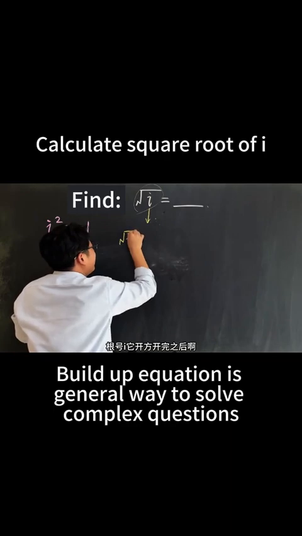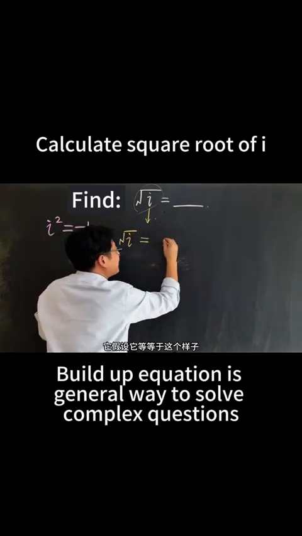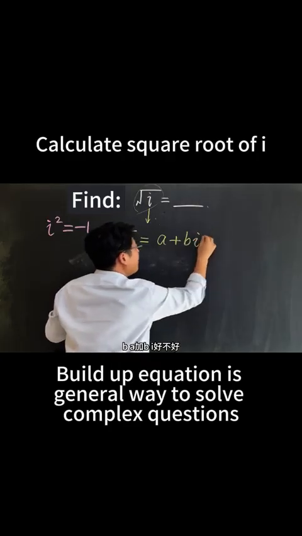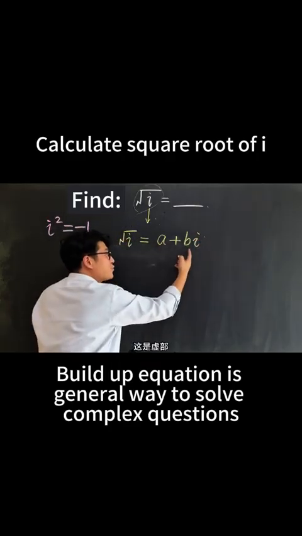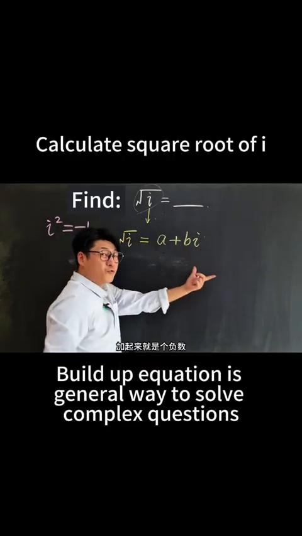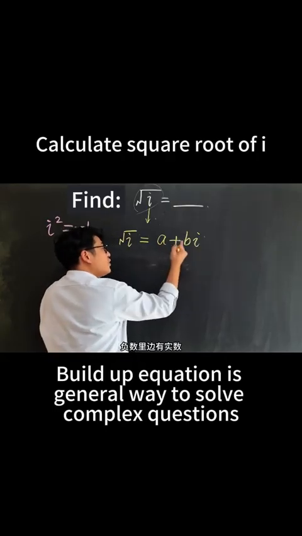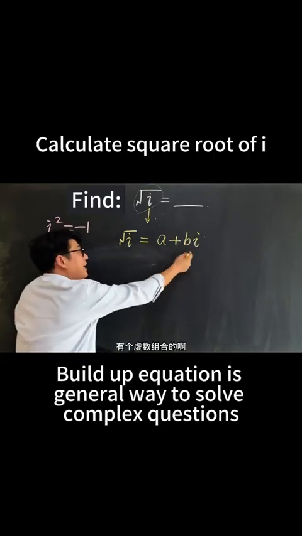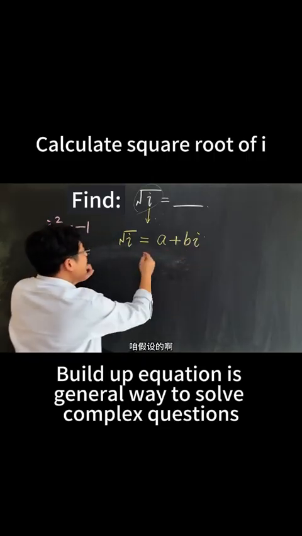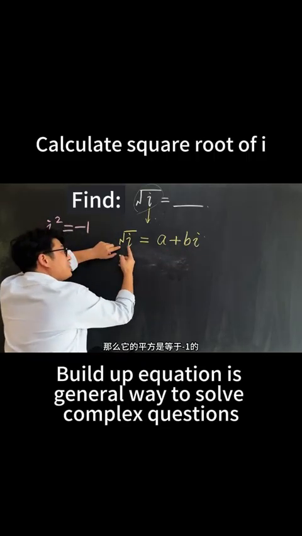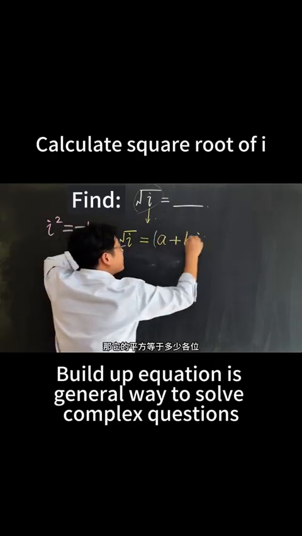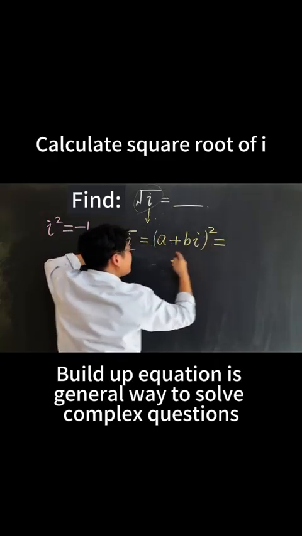So after taking the square root of i, let's suppose it equals something like this, a plus bi, okay? This is the real part, this is the imaginary part, and together they make a complex number. A complex number can have both a real and an imaginary part. All right, let's assume it consists of a real part and an imaginary part, just as an assumption. Then its square should be equal to i, right? i squared equals -1.